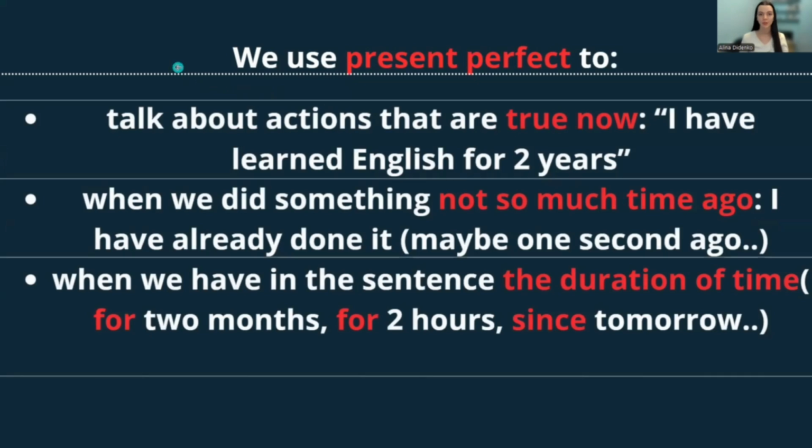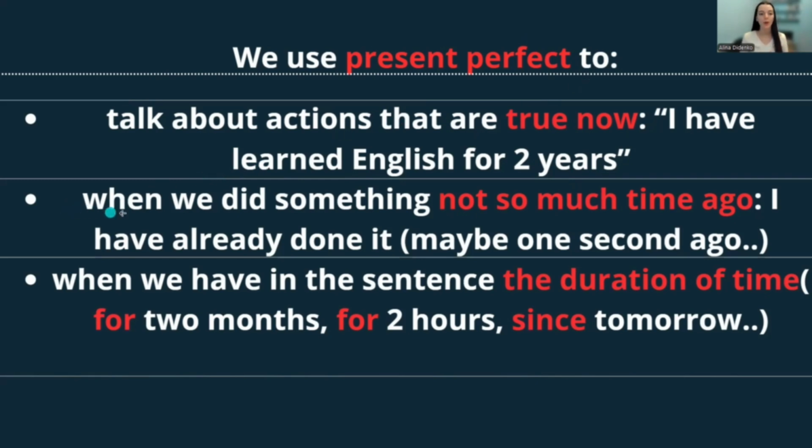We use present perfect for the first one, when we talk about actions that are true now. For instance, I have learned English for 2 years. Does it mean that right now I'm not learning English? No, it still means that right now I am learning English as well. It's the same if I said, I have lived in this apartment for 7 years. It means that currently I'm living here. Yeah, and it was in the past and it continues.